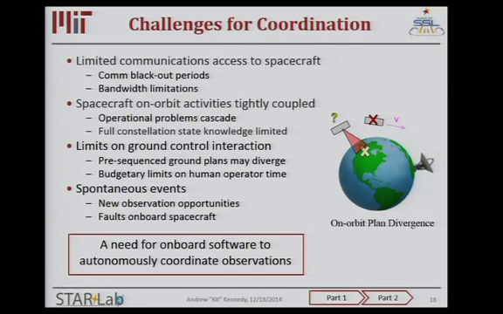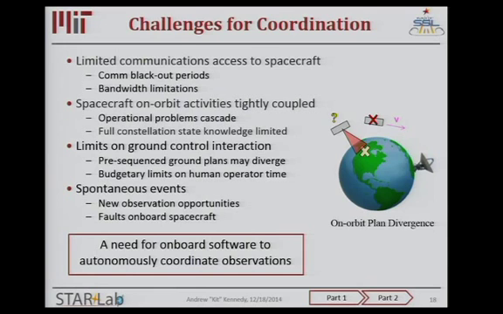And then finally, spontaneous events. If a new, interesting observation opportunity is spotted by one spacecraft, how does it reconcile that high priority observation with the previous plans that all the other spacecraft are currently planning on doing? So I've identified a need for onboard software to autonomously coordinate observations with as little ground in the loop as possible.